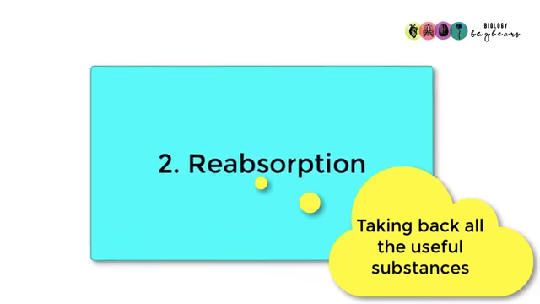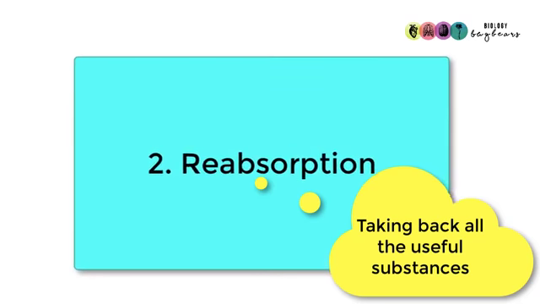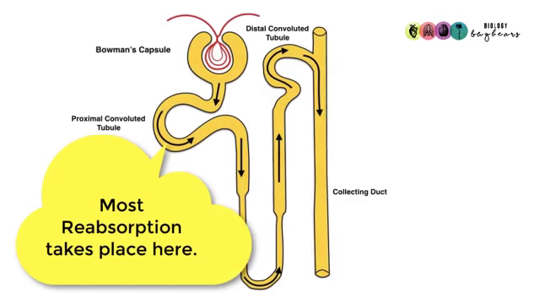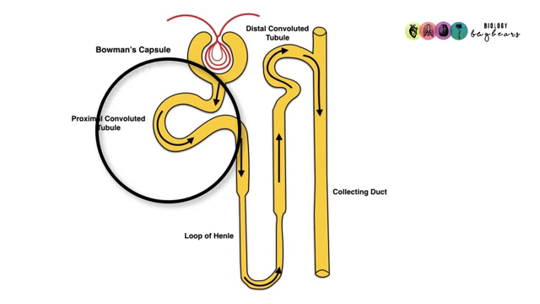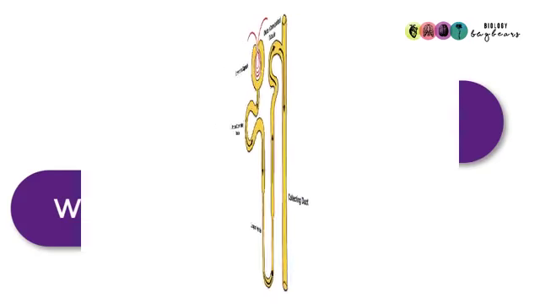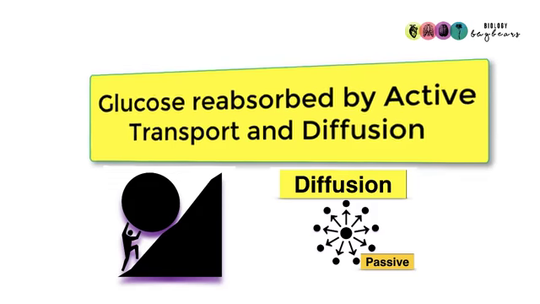Remember, a lot of good material, non-waste material, was also filtered out of the blood plasma, and this now needs to be taken back into the blood, and this is known as reabsorption. Most reabsorption takes place here at the proximal convoluted tubule. So once the glomerular filtrate has passed by the proximal convoluted tubule, we're really only discussing fine-tuning the reabsorption of salt and water. All of the glucose gets reabsorbed at the proximal convoluted tubule by a combination of active transport and diffusion, but mostly active transport.